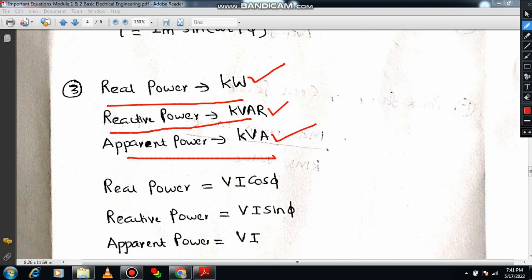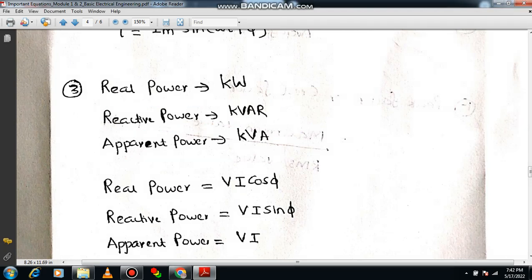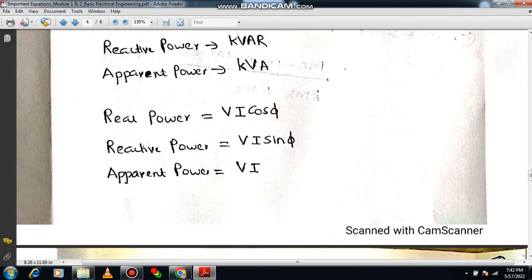Volt ampere reactive, okay, VAR. kVAR means reactive power. Apparent power means VA. So you have to differentiate the three types of power. Anyway, the power which can be utilized is only real power. Real power can be computed using the formula VI cos phi, reactive power can be written as VI sin phi, and apparent power can be written as VI.